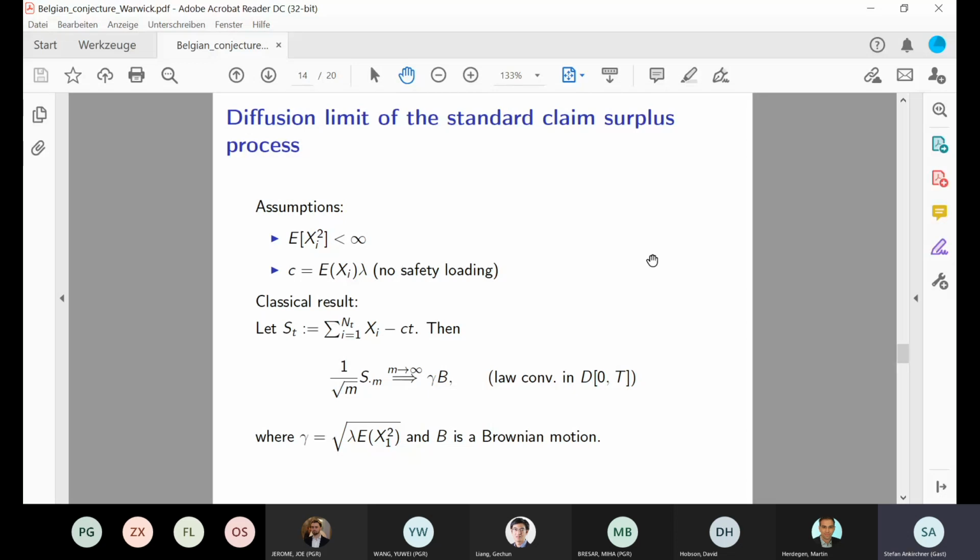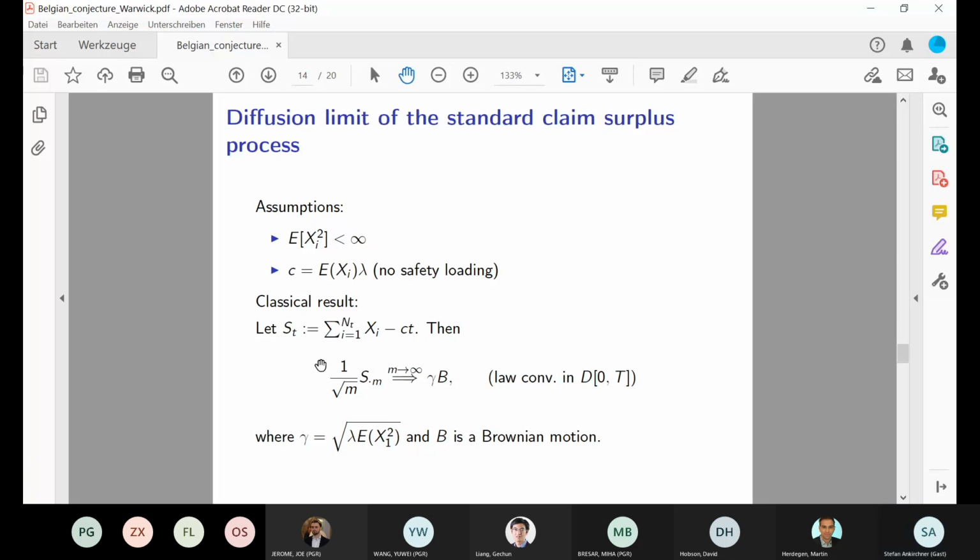What you would need to impose to have the same expectation is this c here: the expectation of a single claim times lambda. Lambda is the intensity of the Poisson process that models the number of claims. So you would have to choose c like this if in expectation you don't make any gain, so if the insurer doesn't make any gain. This is the no safety loading case. So let's discuss this case first.